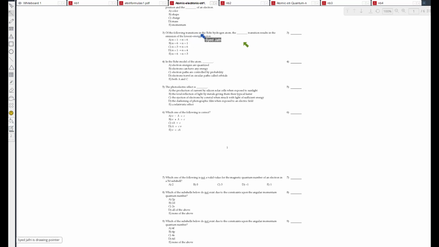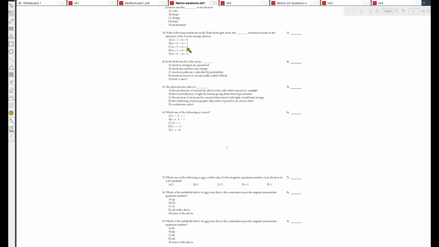Of the following transitions in the Bohr hydrogen atom, the dash transition results in the emission of the lowest energy photon. Lowest energy. Emission of the lowest energy photon. Would it be C?